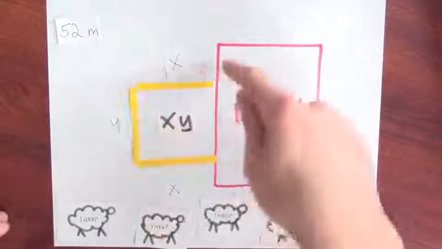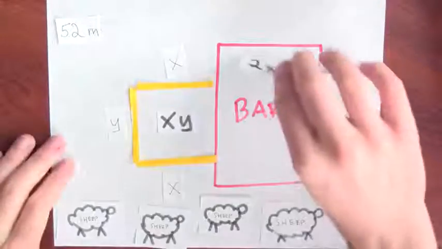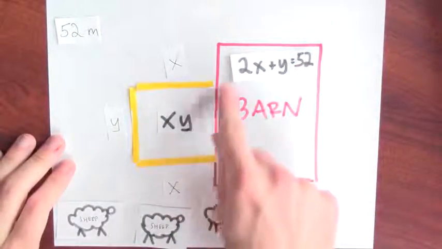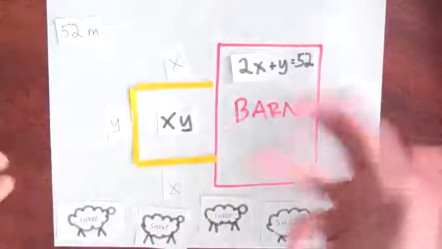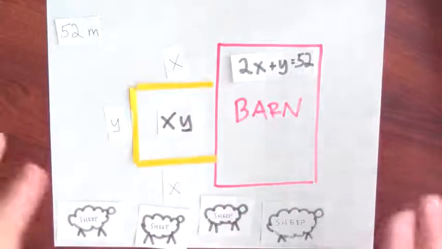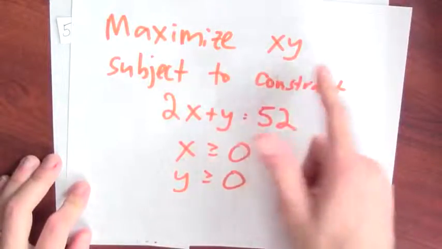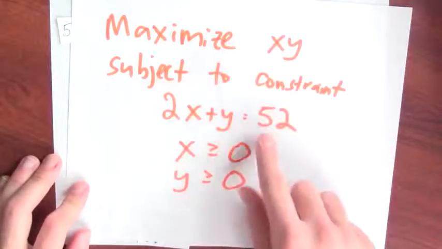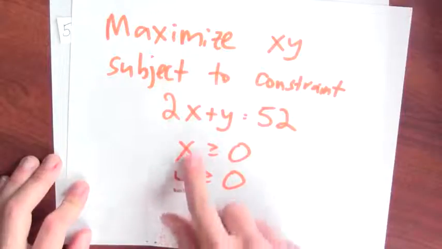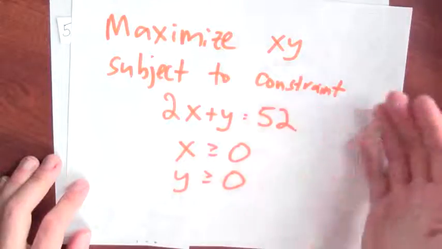But there's a constraint. I can't simply build this fence as big as I like because I've only got 52 meters of yellow fence to begin with. So the constraint is that the length of this fence, which is 2x plus y, is 52. I'm saying equal to 52 because I might as well use all of the fence that I have to build this sheep pen. Another way to say that is that I'm trying to maximize this quantity, the area of the pen, subject to the constraint that 2x plus y, the length of fence in my pen, is 52 meters. And I should also say that x and y are non-negative quantities. It doesn't make any sense to make one side of my sheep pen negative.